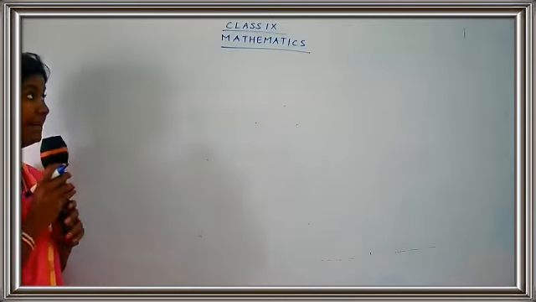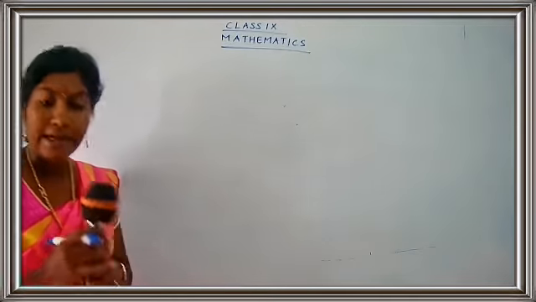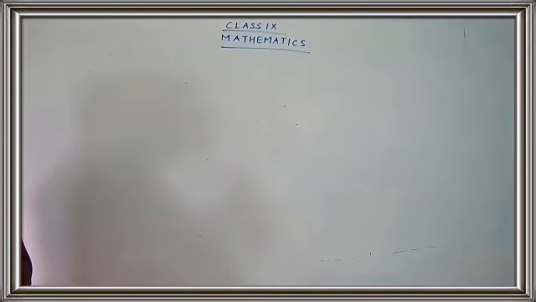Hello children, let's come back to our maths class. In the previous class, we have seen about scientific notation. Now, what is the meaning of scientific notation? Scientific notation is a way of representing numbers.